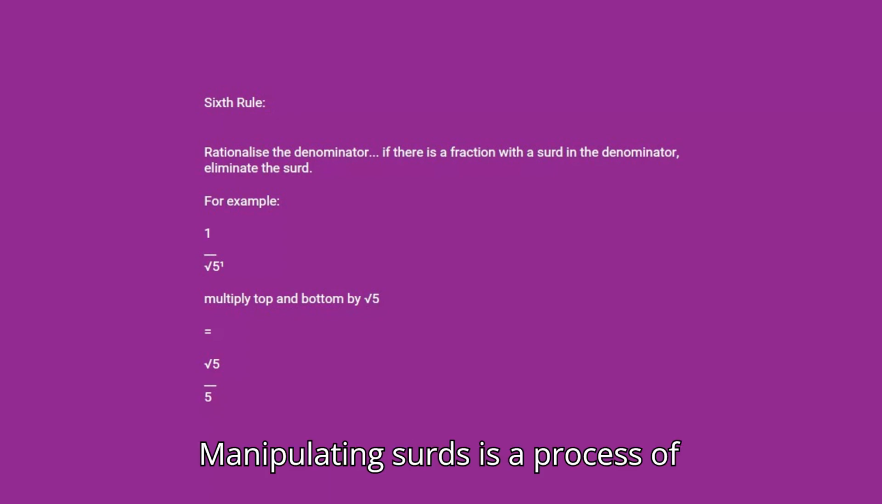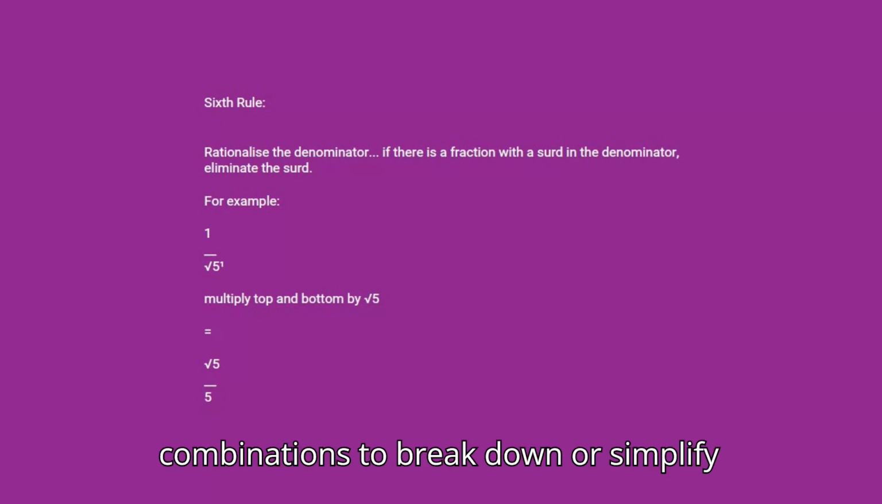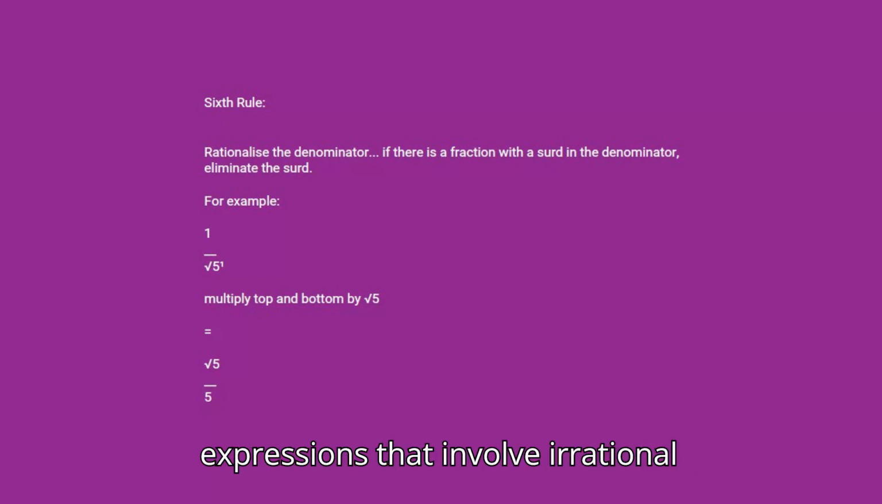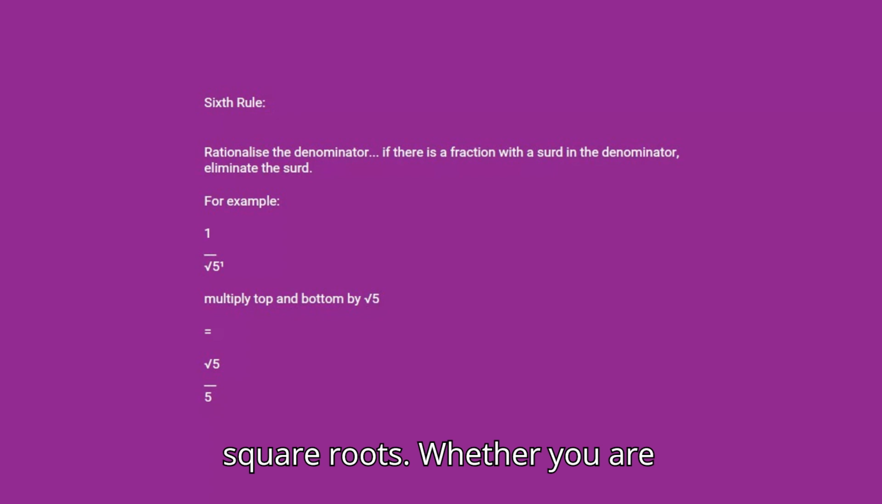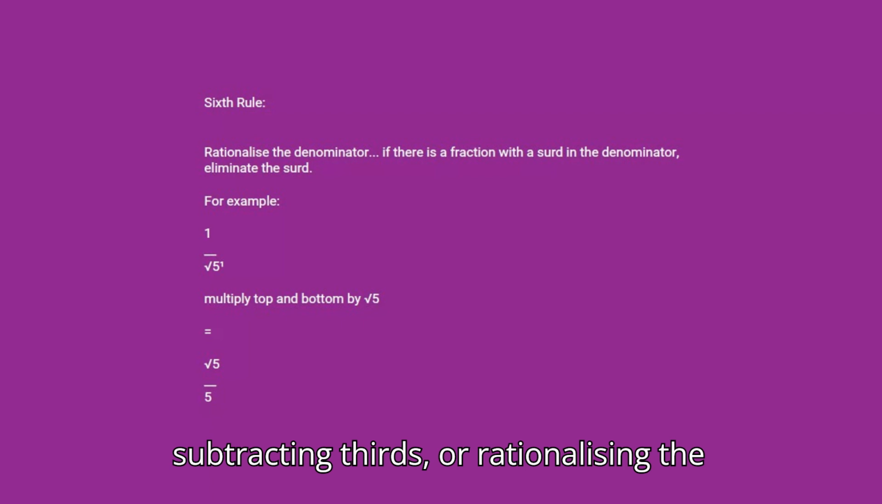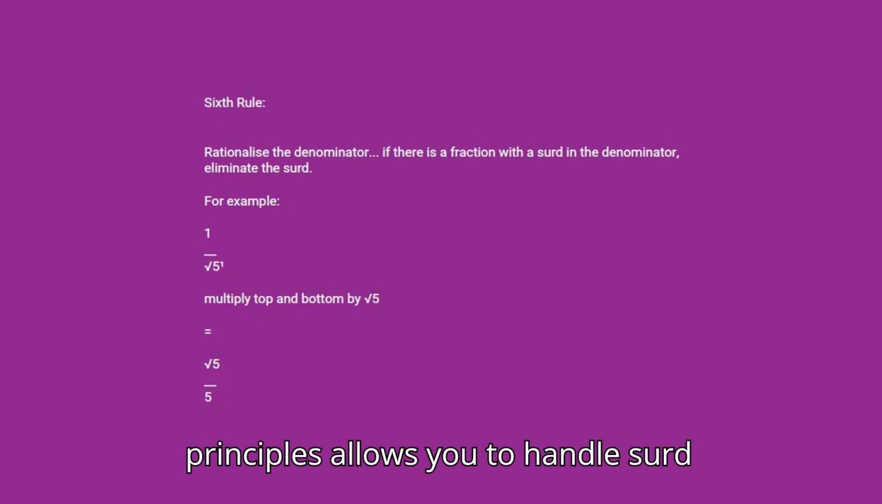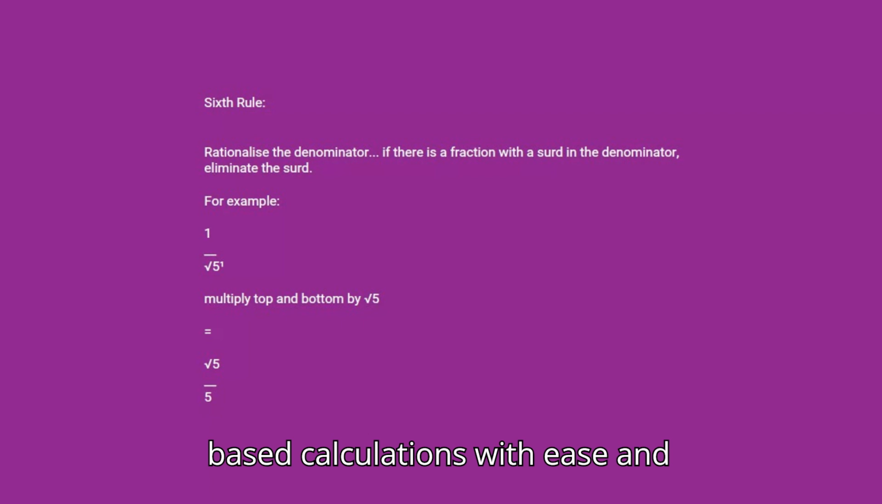Manipulating surds is a process of applying these 6 rules in different combinations to break down or simplify expressions that involve irrational square roots. Whether you are multiplying, dividing, adding, or subtracting surds, or rationalizing the denominator, understanding these principles allows you to handle surd-based calculations with ease and accuracy.